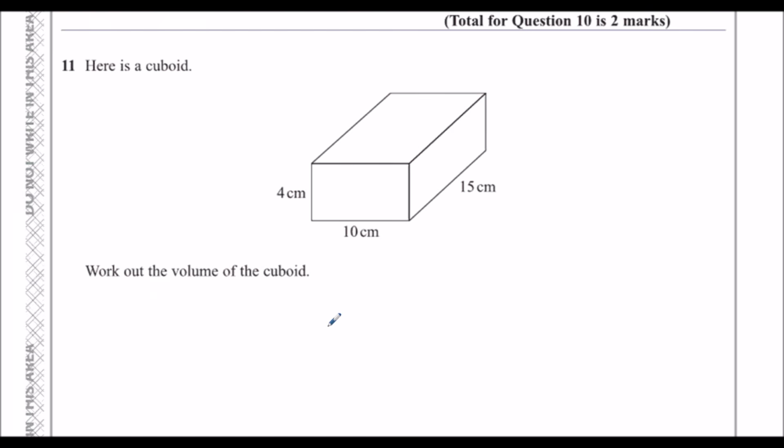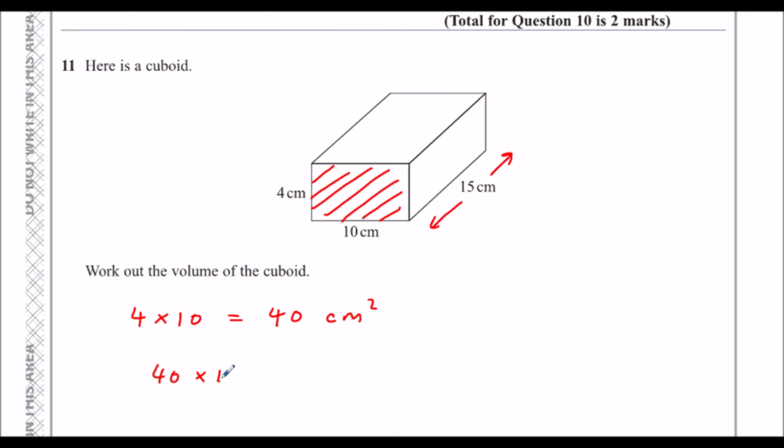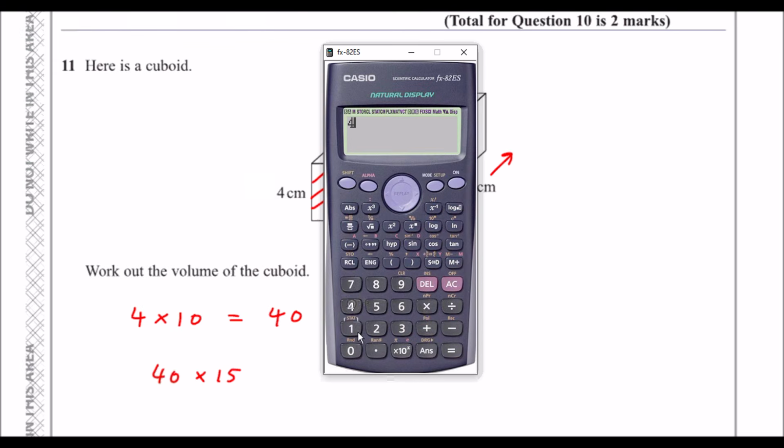Question 11. Here is a cuboid. Work out the volume of the cuboid. So the volume of a cuboid is the area of a cross section, the area of the front, times how far back it goes. So the area of this rectangle is 4 times 10, which is 40 centimeters squared. Then we times by how far back it goes, which is 15. 40 times 15, again use the calculator, that's 600.